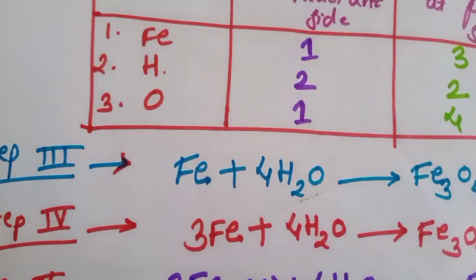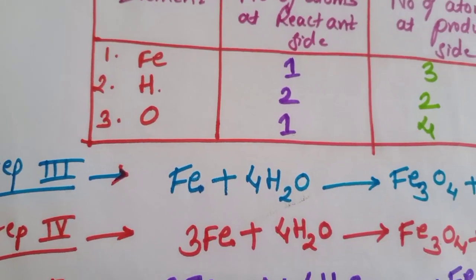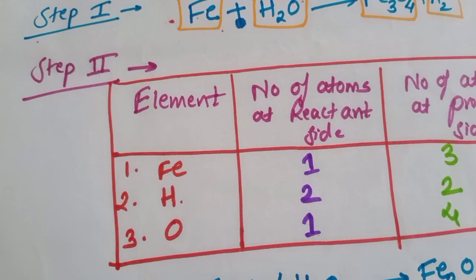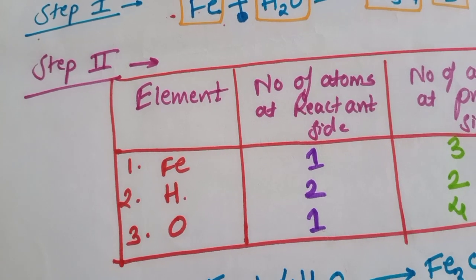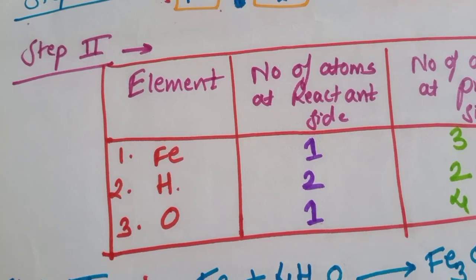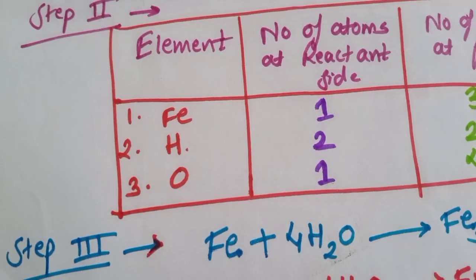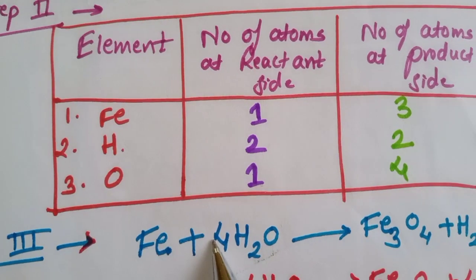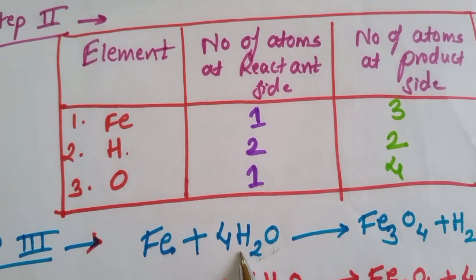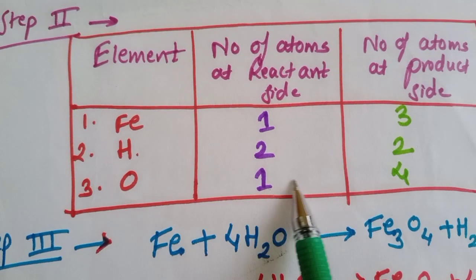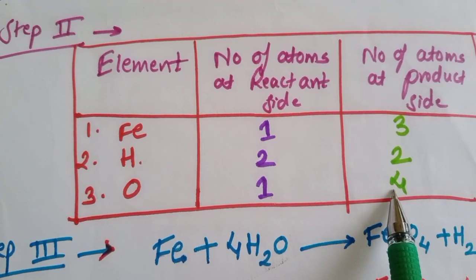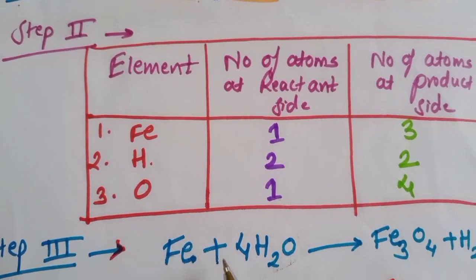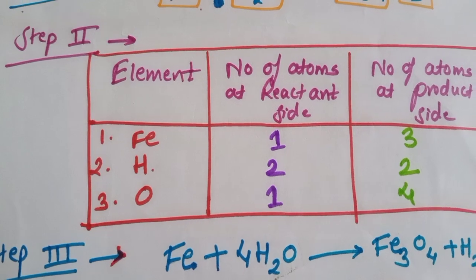Let us see what the third step is. So step third, note down, dear student: you have to equalize the number of atoms of the element which has the maximum number of atoms. So whichever has the maximum number of atoms, you have to equalize first. So let us see. Here maximum number of atoms are present in oxygen, right? Oxygen is having the maximum number of atoms. So we have to start by balancing oxygen first.